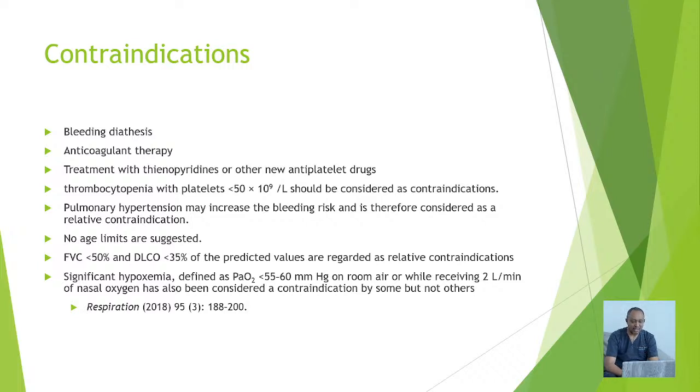Patients who have thrombocytopenia, and the usual cutoff is about 50,000. In this group of patients, there is a higher risk of bleeding, so we need to take care of them. Patients who have severe uncontrolled pulmonary hypertension have a higher risk of bleeding. This is a relative contraindication, so you need to assess your patient. In the past, some people were concerned about age limits, but the way it is now, if your patient is physiologically fit, age is not a limit for this kind of patients.